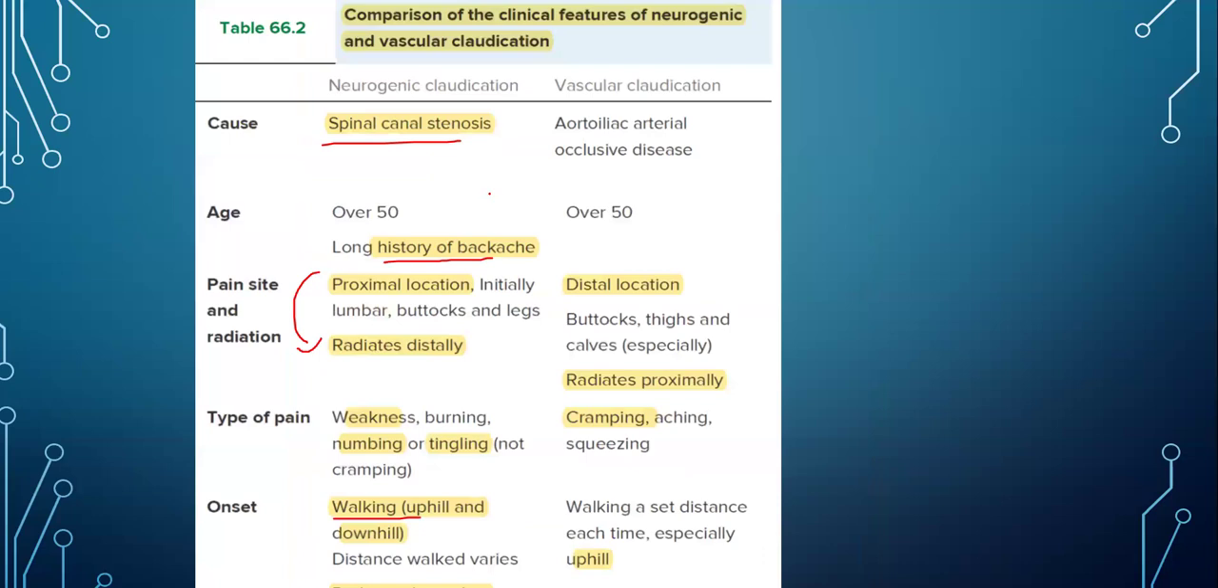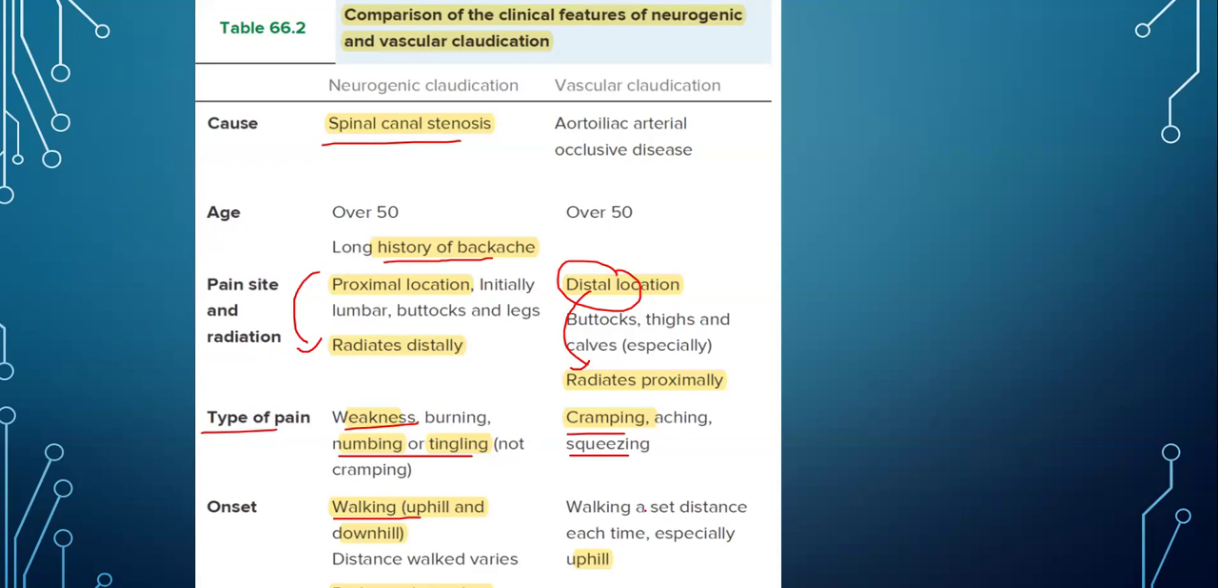Okay. Now coming back to the vascular claudication. Vascular claudication is due to atherosclerosis, and most of the time it happens in the distal part of the leg and then radiates proximally, which is a bit different from neurogenic claudication. So vascular starts distally and radiates proximally. The type of the pain is very important. Vascular pain is usually cramping, aching, and squeezing pain. Neurogenic pain is mostly tingling, numbness, and weakness, never cramping.